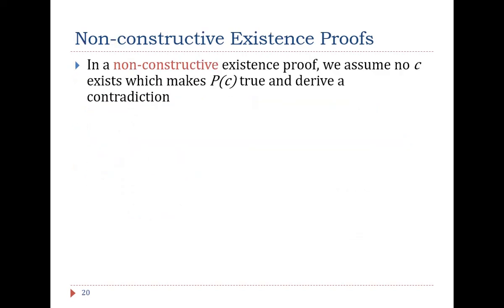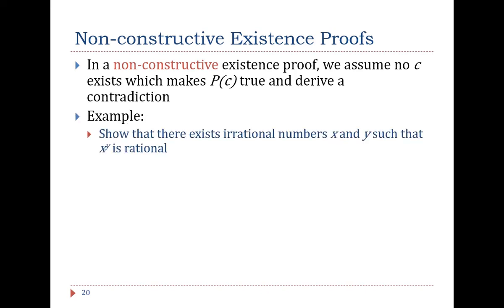Non-constructive existence proof is actually a bit harder, maybe. So you have to assume that no C exists which makes P of C true. So now we get back to the original format. We want to prove that for every X, it's not the case that P of X. So show that there exist irrational numbers X and Y such that X to the power of Y is rational.